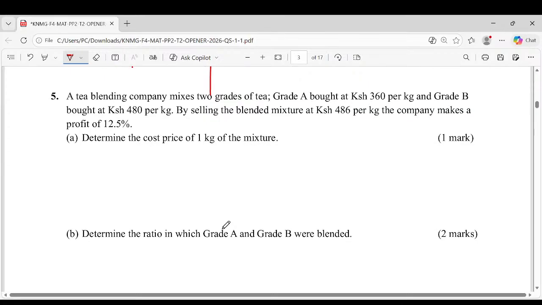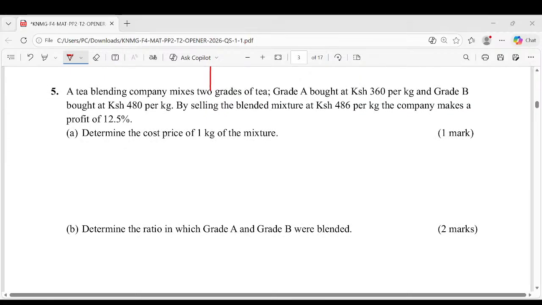A wonderful discussion. Let us make progress now to question number 5. A tea blending company mixes 2 grades of tea. Grade A bought at 360 shillings per kg and grade B bought at 480 shillings per kg. By selling the blended mixture at 486 shillings per kg, the company makes a 12.5% profit. Calculate the cost price of 1 kg of the mixture.